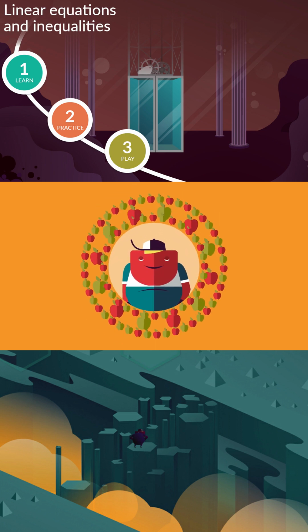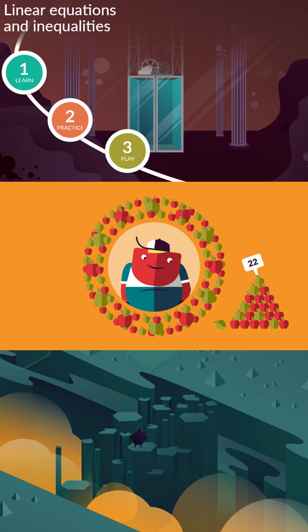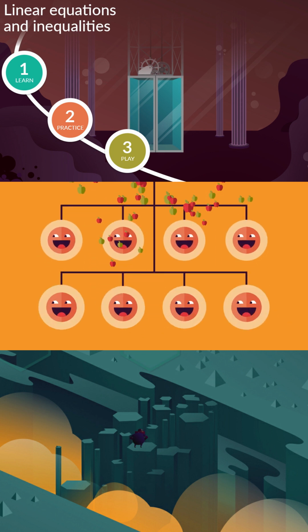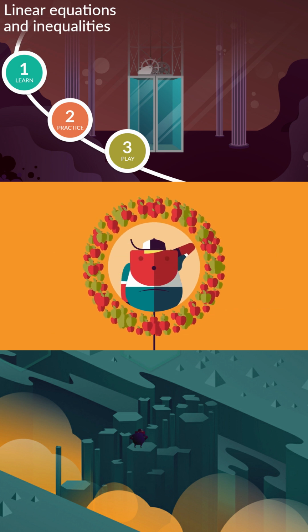For a real-world scenario, let's say James has a certain number of apples and is given another 22. He divides the apples he has between 8 people, giving each of them 14 apples. How many apples would he have started with?